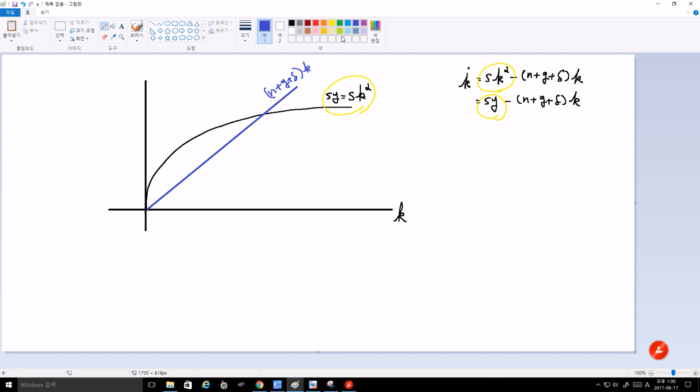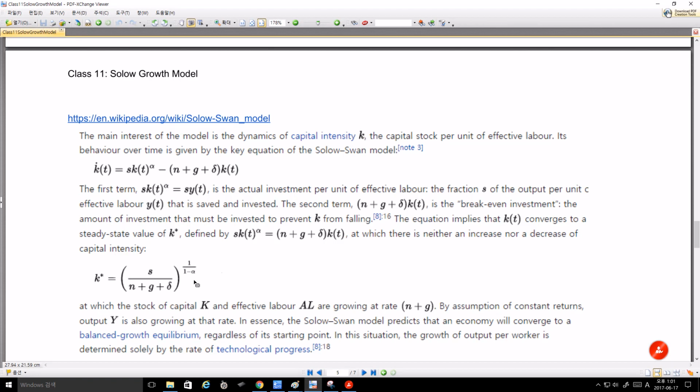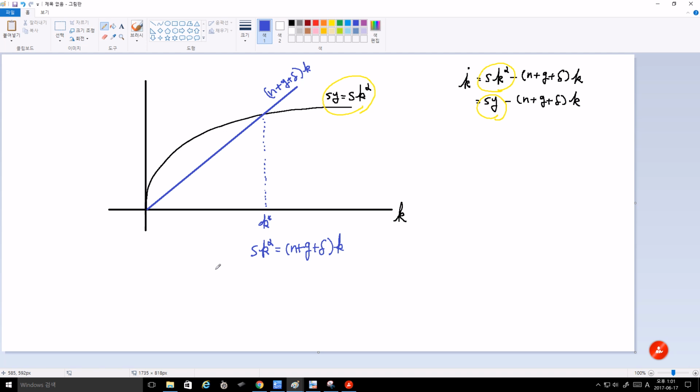So we have a point over here, k star, in which they cross each other, as s k to the alpha equals (n plus g plus delta) k. So we can solve for k. We put 1 minus alpha, then k star is equal to (s over (n plus g plus delta)) to the power of 1 over (1 minus alpha). So this is k star, the same as this one.